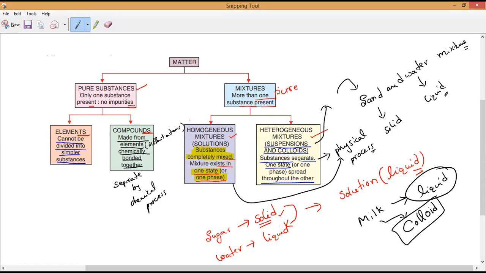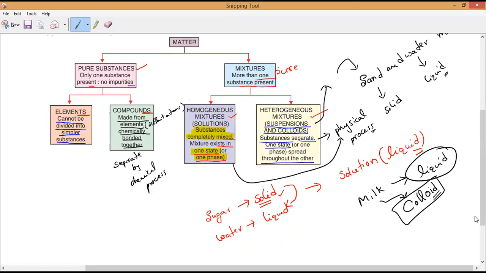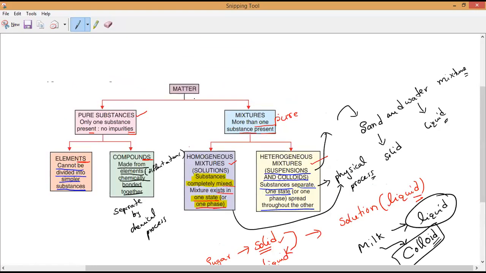And what is the example of colloidal, mister? Colloidal mixture is milk. Okay, you can take it. So this is all about what is matter and their classification.